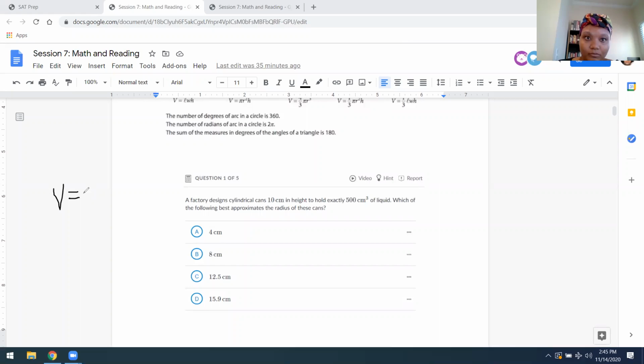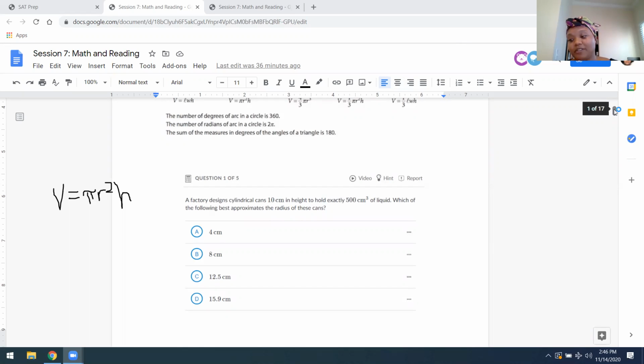Once I divided both sides by 10, I got 50 equals pi r squared. Then I divided both sides by pi, and I got r squared equals 15.9. So I saw the answer and I was like, it can't be D because there's still r squared. So then I took r, and it's 3.989. So I got 4.